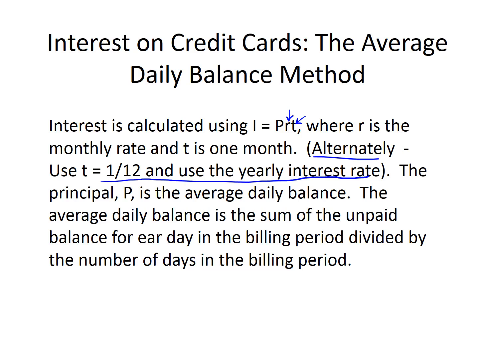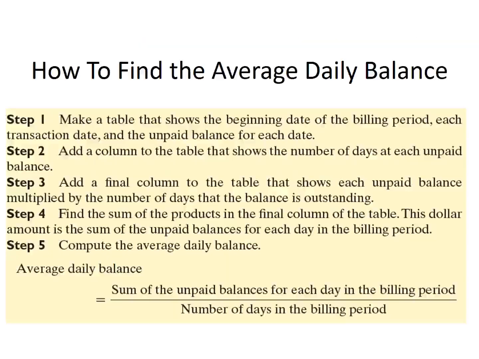The principal P is the average daily balance during the month, which we will have to calculate. The average daily balance is the sum of the unpaid balance for each day in the billing period, divided by the number of days in the billing period. How to find the average daily balance.